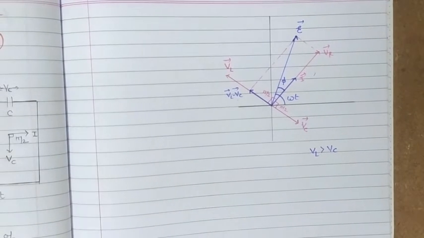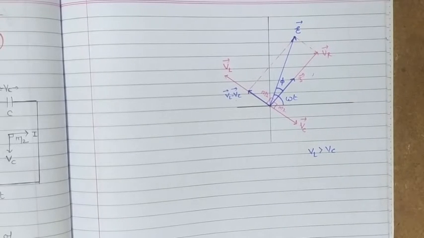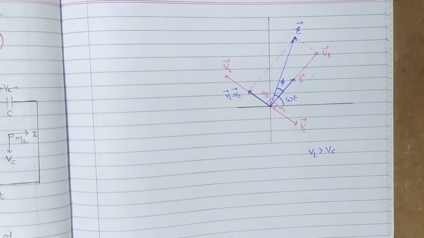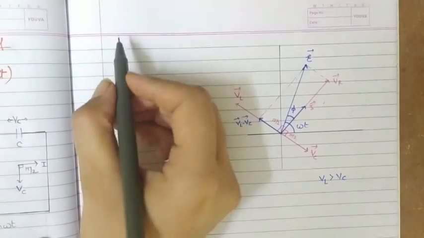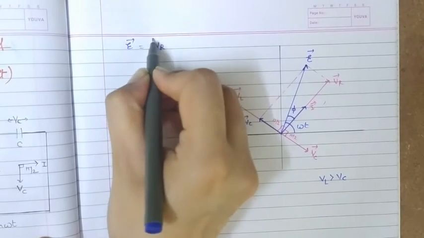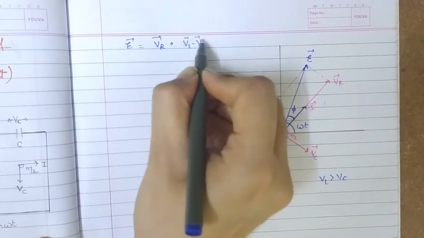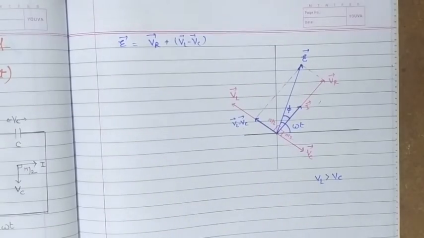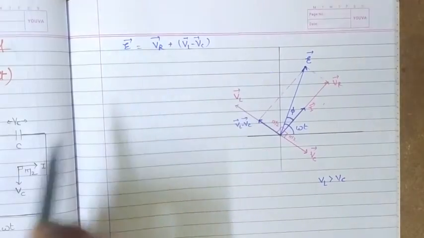For the magnitude of epsilon, we have to find the resultant of the two vectors, that is the VL minus VC vector and the VR vector. So we can write the epsilon vector as the VR vector plus the VL minus VC vector. Now this is for VL greater than VC. If VC is greater than VL, then it will be the VR vector plus the VC minus VL vector.